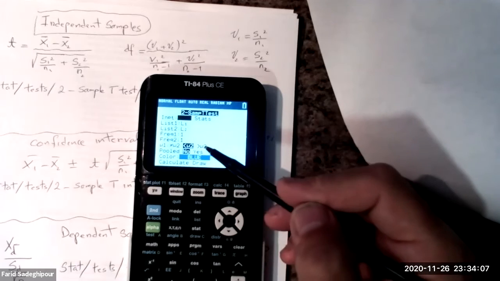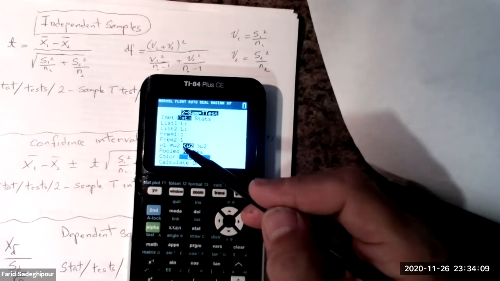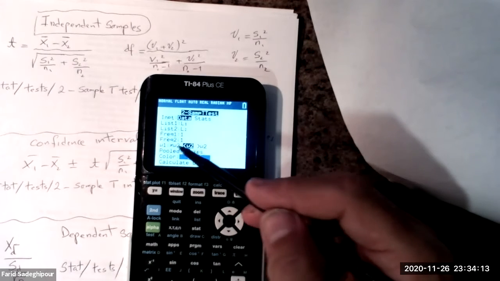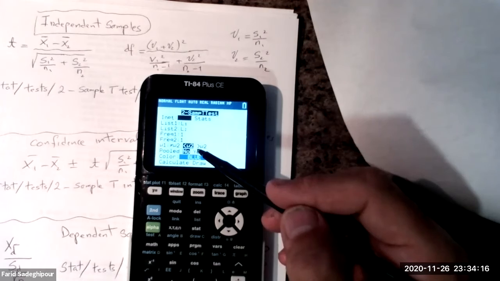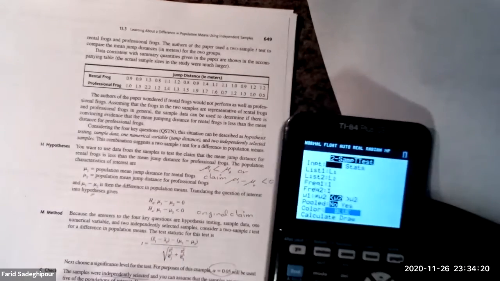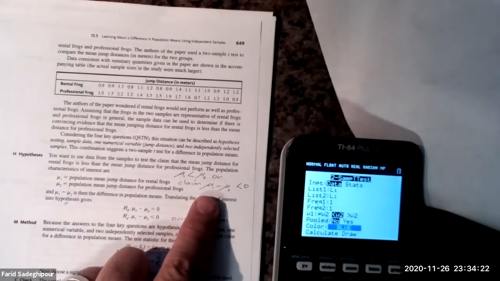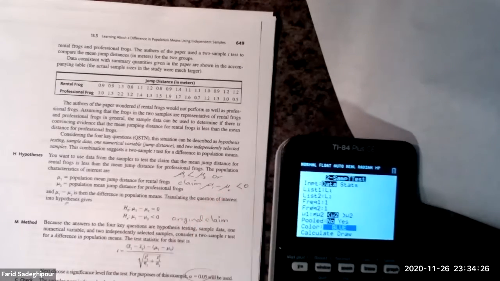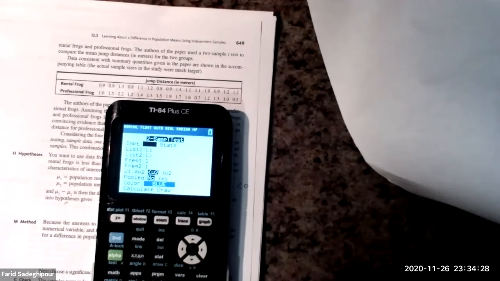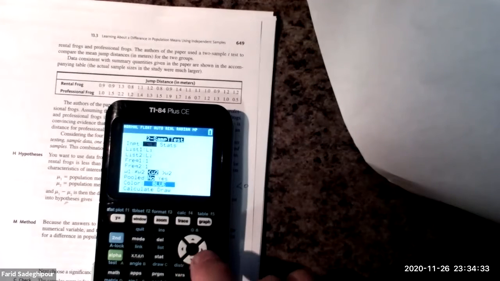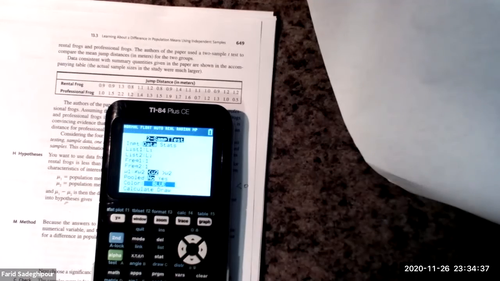Now, which one of these three do we select? Remember, the sign, whether it's not equal, less, or greater, is the symbol of the original claim. The original claim in this problem is that the difference is less than 0. So here you're selecting the middle one, which is less. In that case, you go to calculations.